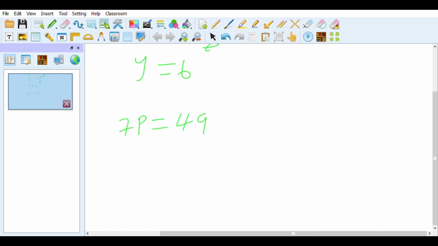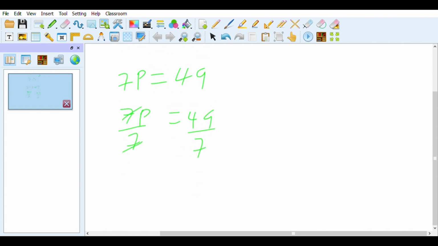Okay, we know that the multiplicative inverse of 7 is 1 over 7. So multiplying 7p by 1 over 7 is the same thing as saying divide 7p by 7. So if we divide both sides by 7, we have 7p divided by 7 is equal to 49 over 7. So this division will give you 1p.